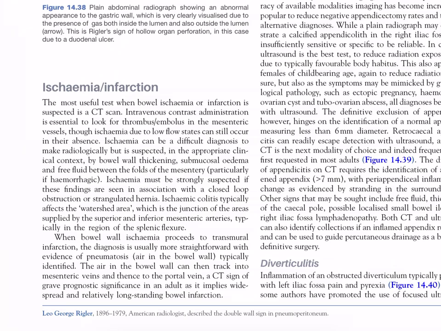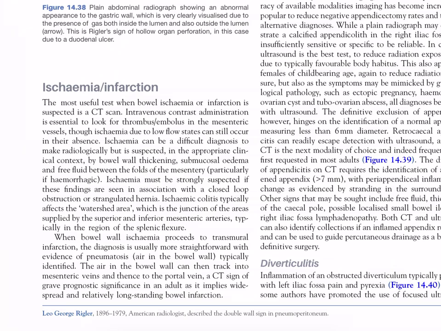Ischemia can be a difficult diagnosis to make radiologically, but is suspected in the appropriate clinical context by bowel wall thickening, submucosal edema and free fluid between the folds of the mesentery, particularly if hemorrhagic. Ischemia must be strongly suspected if these findings are seen in association with a closed loop obstruction or strangulated hernia.